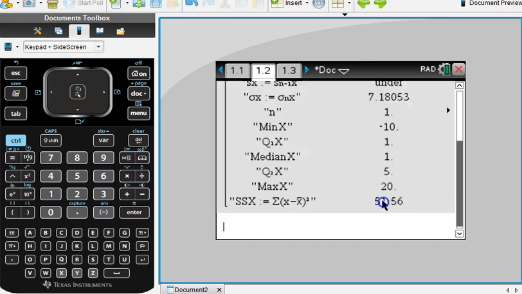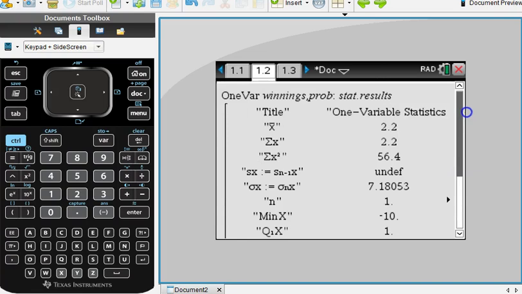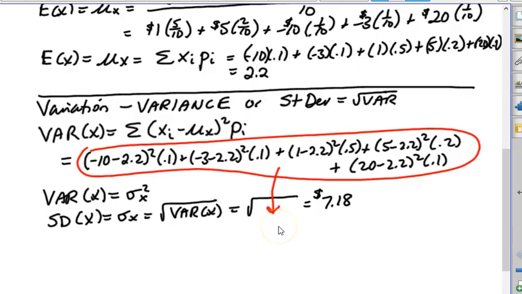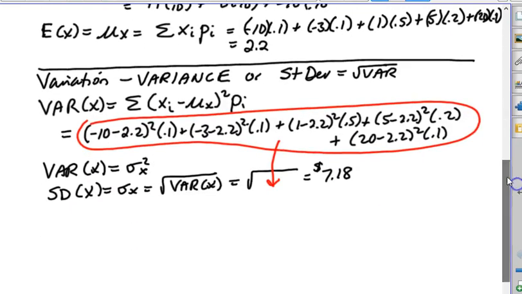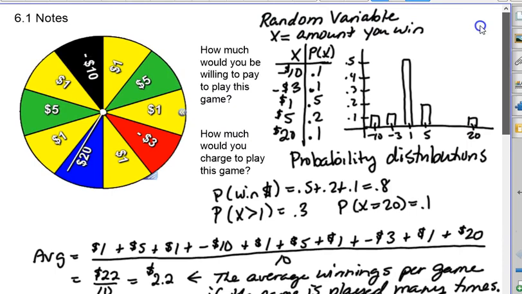list that I did. So when I do this, I notice here's my 2.2 and there's my 7.18. So I can calculate this fairly quickly using lists as opposed to typing in the entire formula by hand. So set up the formula and then calculate it any way you want to using your calculator. So to sum up what we've talked about here, actually let's go back and answer this question again. How much would you be willing to pay to play this game?